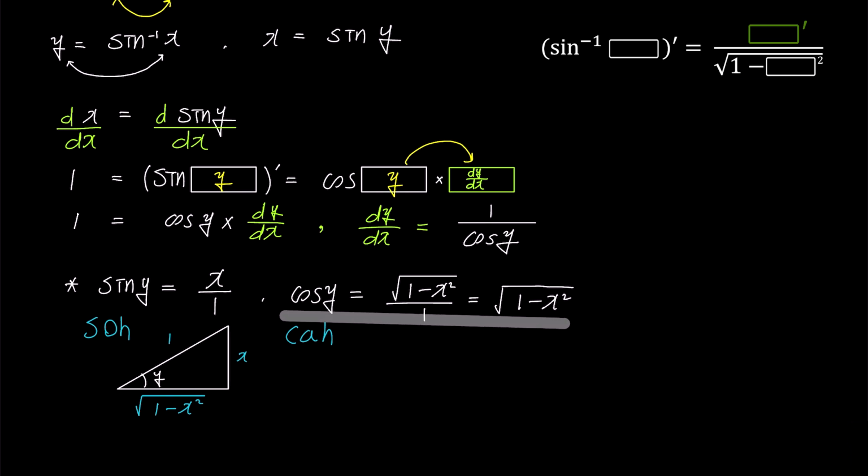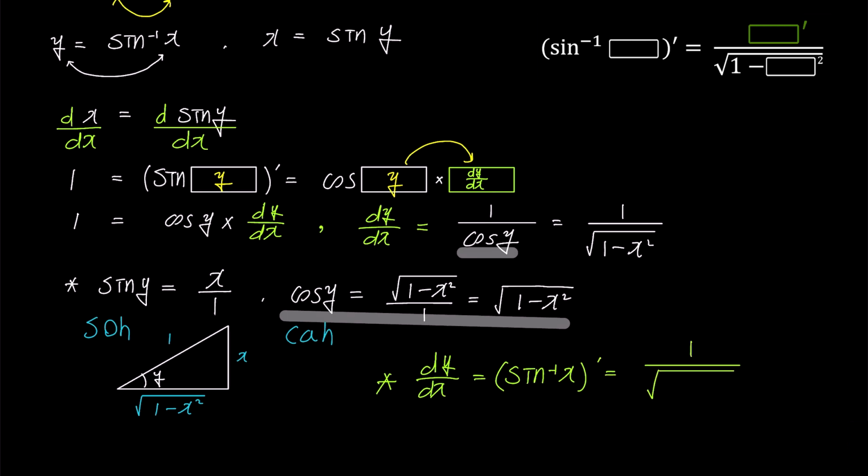Therefore, the expression we are looking for, dy over dx, is equal to 1 over square root 1 minus x squared. In summary, we have shown that the derivative of the inverse sine function, sine inverse, is 1 over square root 1 minus x squared. Now that the proof is complete, let's solve an example together.